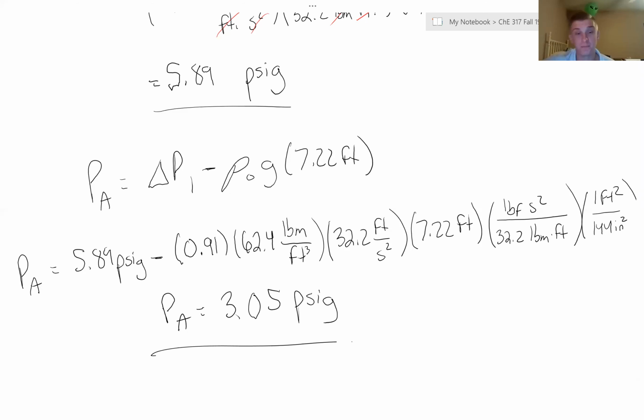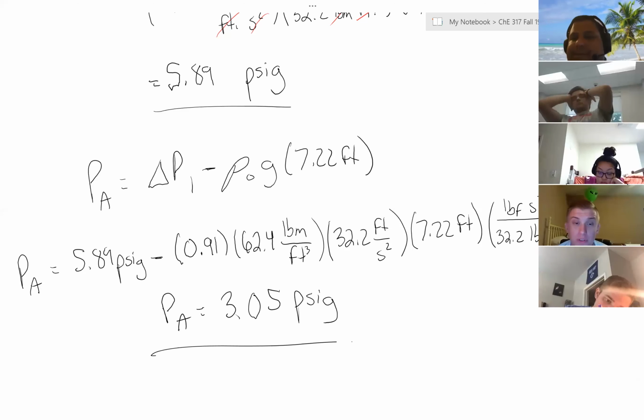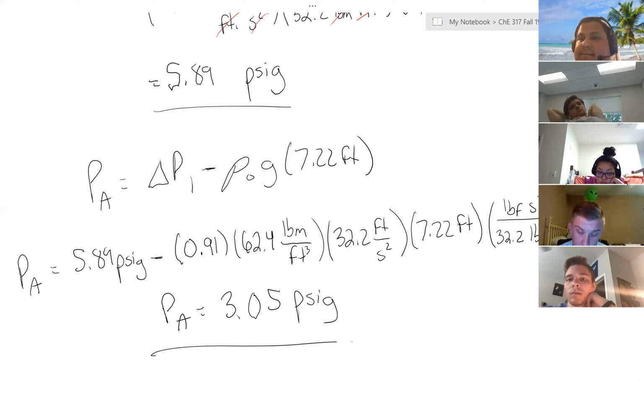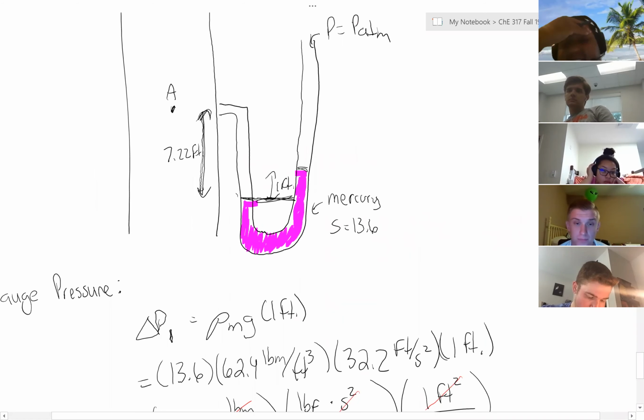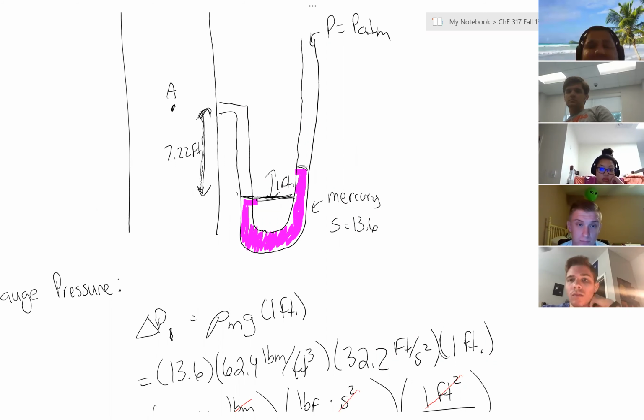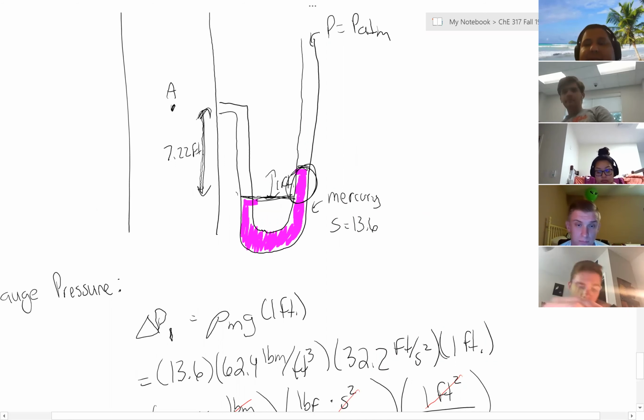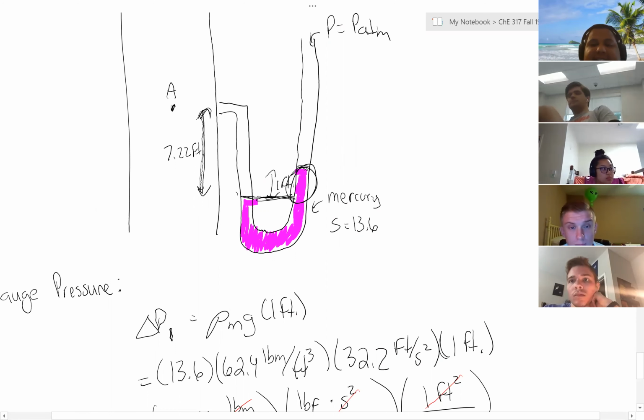I have a question. Yes. Would you explain why we didn't take the delta H? I was thinking, since it's a change in height of fluid, we would use 6.22 feet instead of 7.22 feet. That's a good question. The problem with that is you have to consider the pressure implications of the mercury. And so this change is due to mercury with this specific gravity.